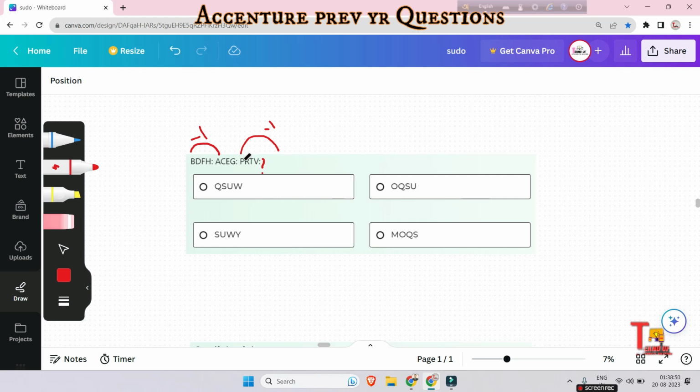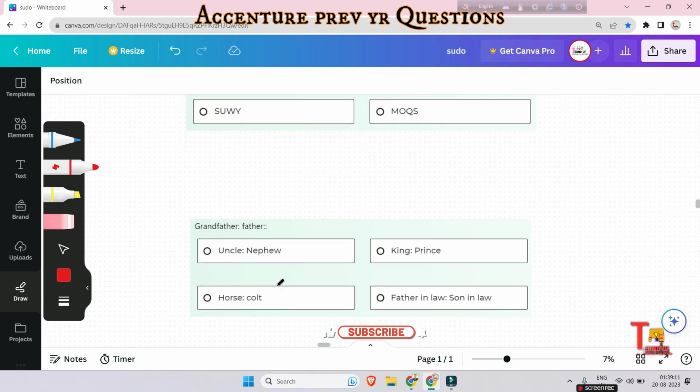So what is the -1 of p? That is o. And r -1 is q. And t -1 is what? S. And v -1 is u. So OQSU, the answer will be this. Okay, let's go to the next question.